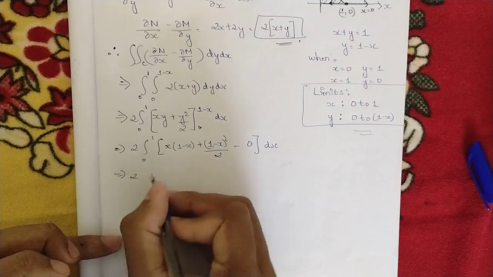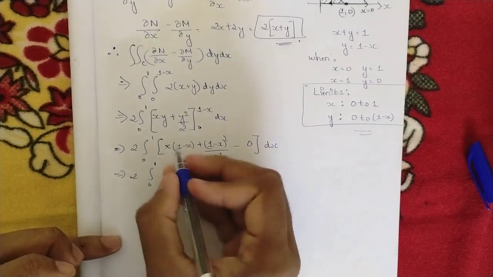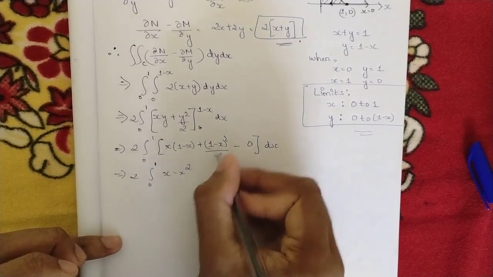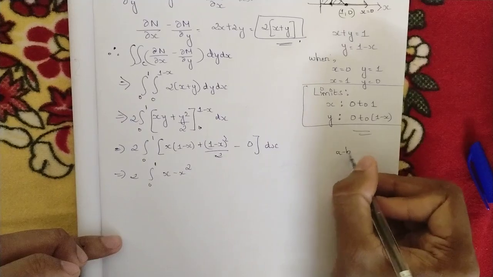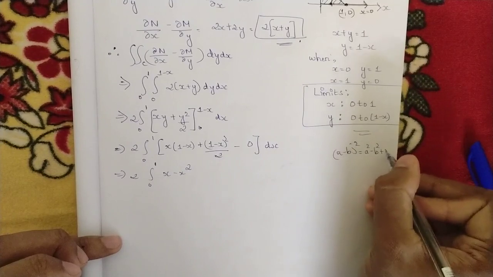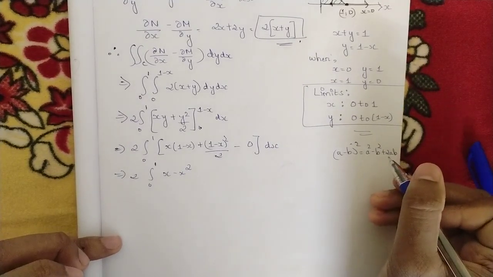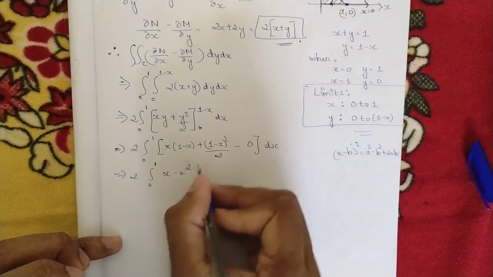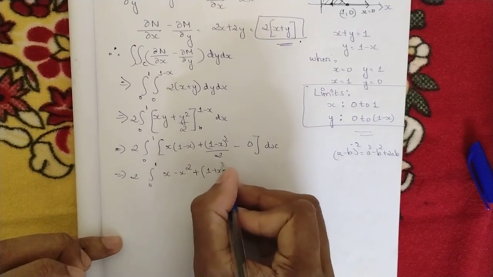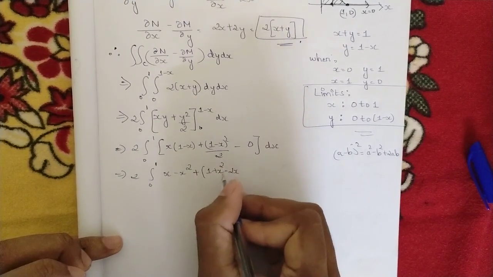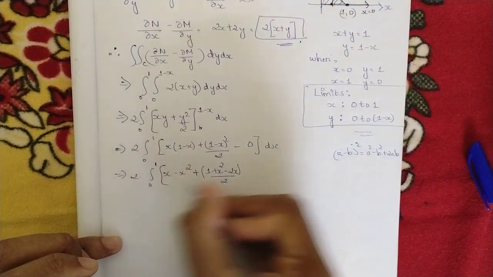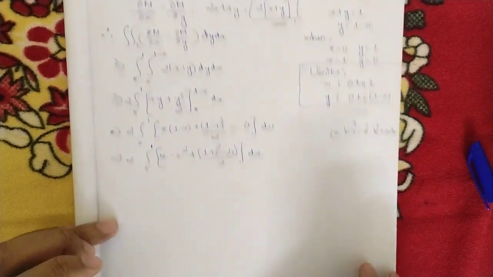So this is 2 times the integration from 0 to 1, and multiplying here, x into 1 is x, x into minus x is minus x square. The square term is of the form (a minus b) the whole square, that is a square plus b square minus 2ab. If you split it and write it, you get (1 plus x square minus 2x) the whole divided by 2, into dx.